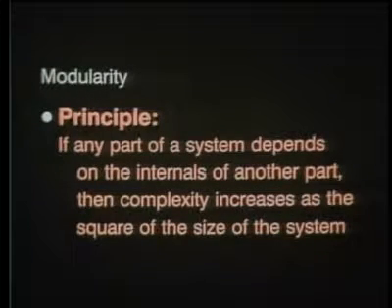So there's a principle at work here, which is that if any part of a system depends on the internals of another part, then complexity increases as the square of the size of the system. In other words, in each of these places, we've got a piece of code that's getting bigger and bigger, not just because of what it does, but because the rest of the system is getting larger.